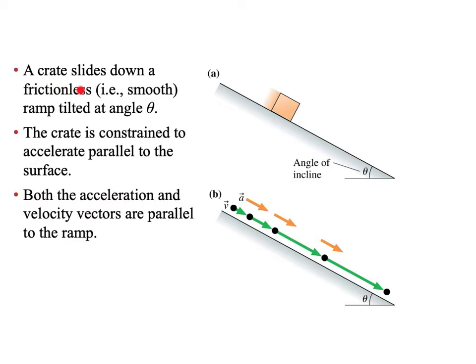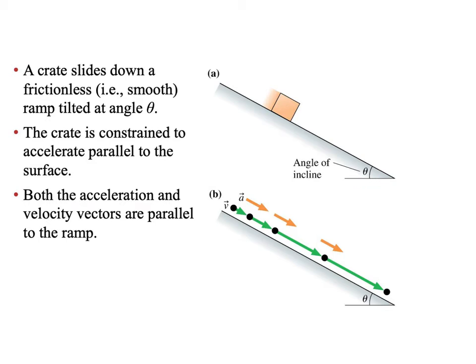"Smooth" means frictionless. What does that mean? Well, we'll talk more about that next chapter, but basically it means that there's no resistance to motion along the ramp. Of course, it can't move through the ramp. The ramp is keeping it out, but it can move along. And they say the angle of the incline is theta.